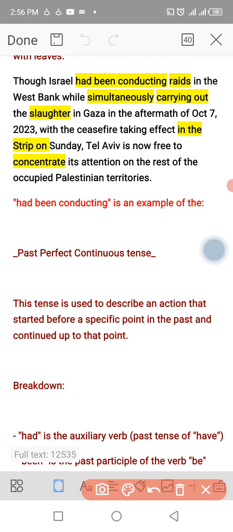The next paragraph: Israel has been conducting raids in the West Bank while simultaneously carrying out the slaughter in Gaza in the aftermath of October 7, 2023. With the ceasefire taking effect in the Strip on Sunday, Tel Aviv is now free to concentrate its attention on the rest of the occupied Palestinian territories. The important words are: has been conducting, raids, simultaneously, carrying out, slaughter, in the Strip, and concentrate.